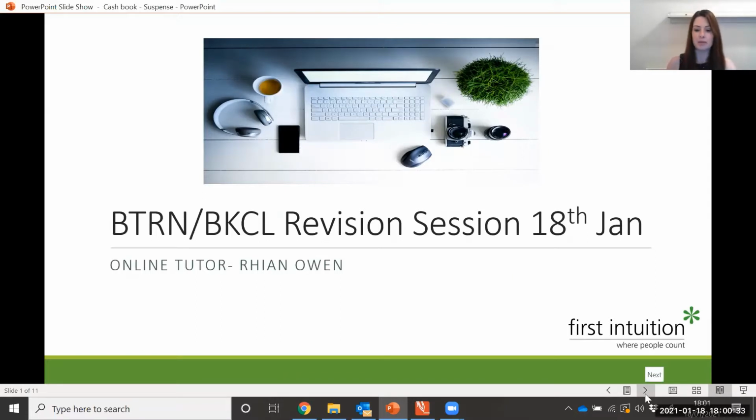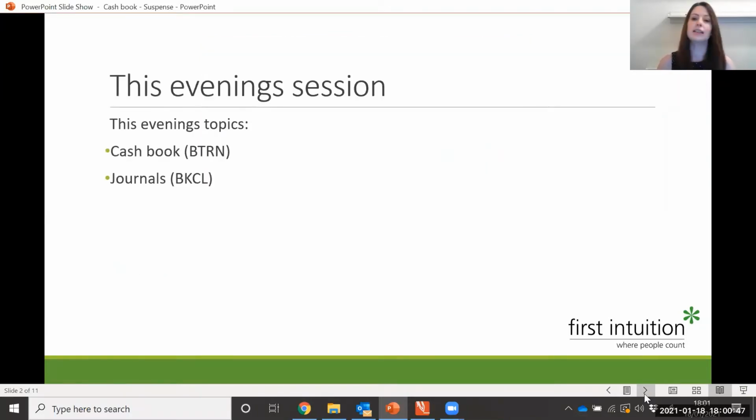Okay, so this evening we're going to do a little bit from bookkeeping transactions and a little bit from bookkeeping controls. The topics are the cash book for bookkeeping transactions, and then we're going to have a little look at some journals and the suspense account for bookkeeping controls. Sorry, did I say bookkeeping controls for the first one? So cash books for bookkeeping transactions and journals for bookkeeping controls.